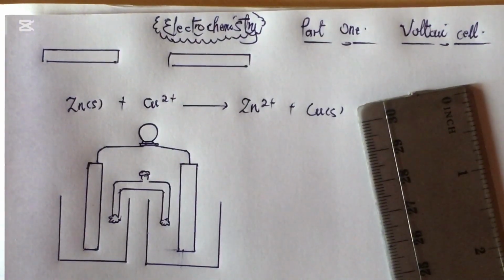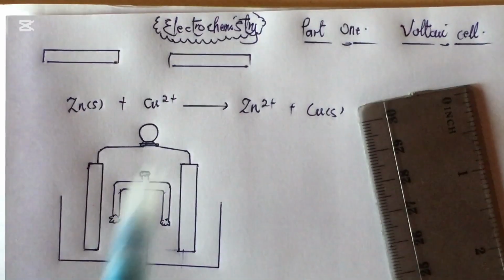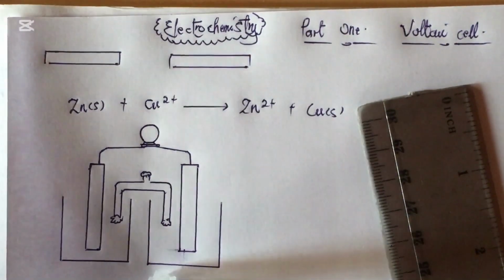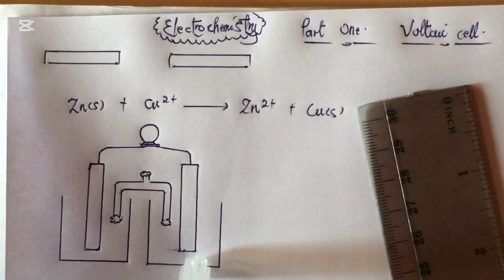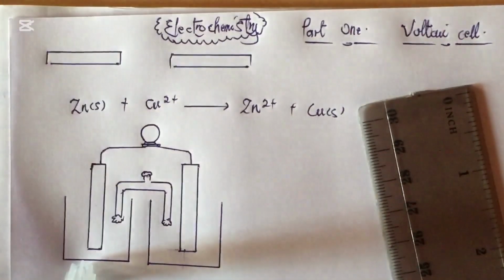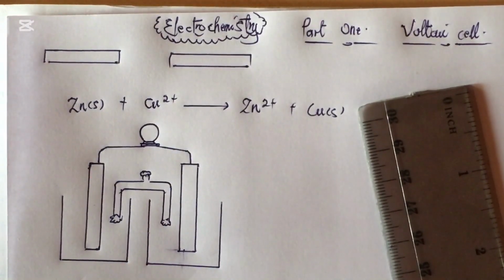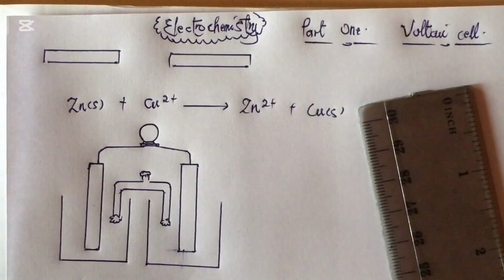In a redox reaction, they give Zn2+ and copper solid. So this is a typical example of a redox reaction that occurs in the voltaic cell. Now this voltaic cell mainly comprises two half cells, which have two electrodes. Here is one electrode, and this one is another electrode. Depending on the direction of the flow of electrons, you get the anode and the cathode. The anode is the electrode where the oxidation reaction occurs, whilst the cathode is the electrode where the reduction reaction occurs.